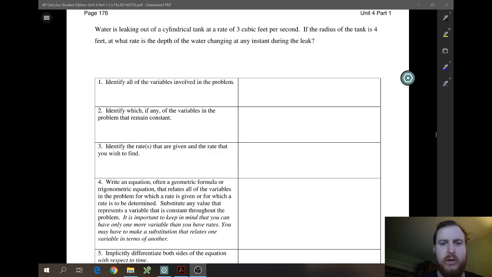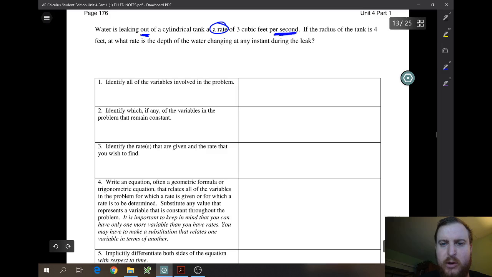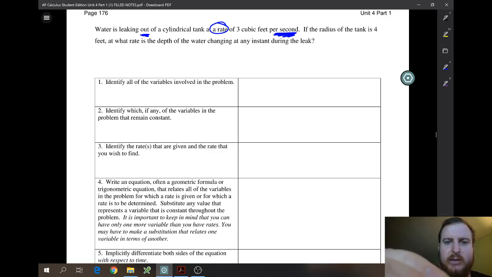So one thing, like I said yesterday, I like to read it, underline, figure out what I have. And another second thing that we can do is to draw a picture. So water is leaking out, right? Out is key. It's going to be negative, of a cylindrical tank at a rate. So we see the word rate of 3 cubic feet per second. So remember the word rate and the per second is telling us that this is a rate, a dV/dt, dr/dt, d whatever dt. And the cubic feet, right, that's going to be representing volume. So this is the dV/dt here.